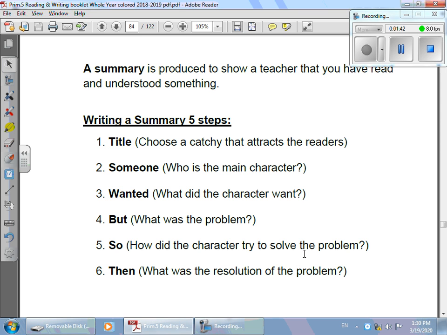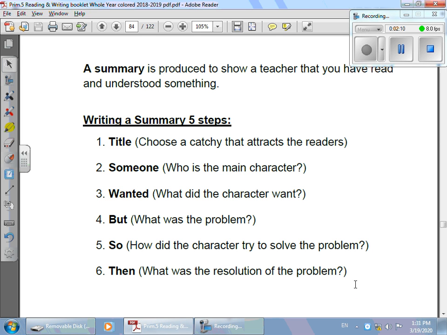Number 5, you must write how did the character try to solve the problem, or how did the character behave after this situation or after this event happened. Then at the end you write something called the resolution or the solution of the problem. How was this problem finished? How did they solve the problem?